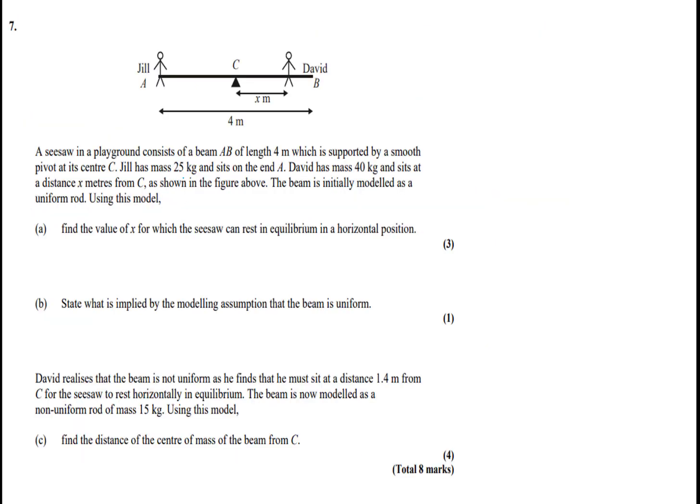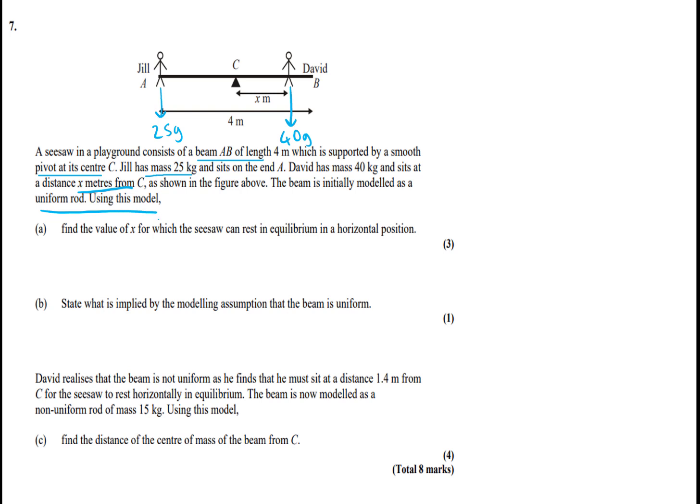So let's see. There's a beam and it's supported by a smooth pivot. So there's no friction on the pivot. The jaw is mass 25. So let's write 25g because it's mass and not weight, and David is 40. And he sits at a distance x from C. The beam is initially modelled as a uniform rod.